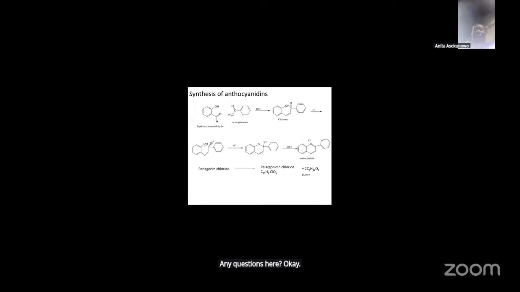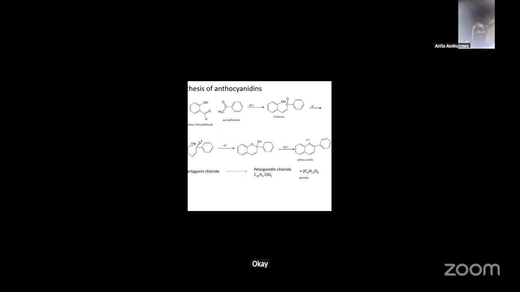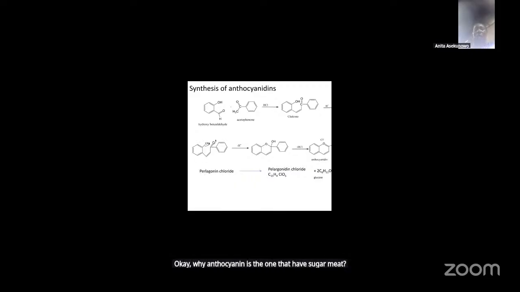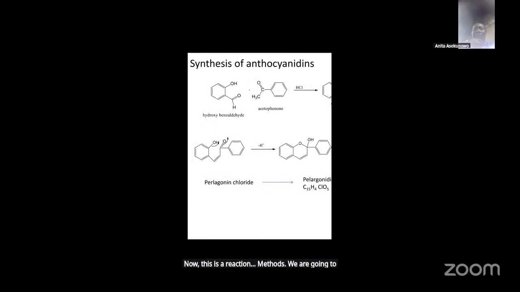How do we synthesize anthocyanidin? Now remember, anthocyanidin is that aspect that does not have a sugar moiety, while anthocyanin is the one that has a sugar moiety. Now, this is a reaction method. We are going to use hydroxybenzaldehyde and acetophenone.